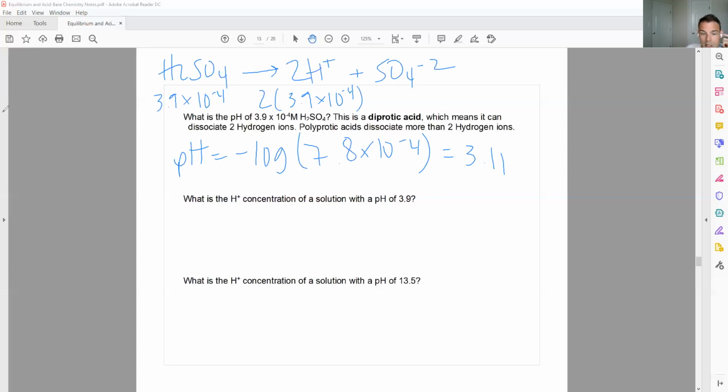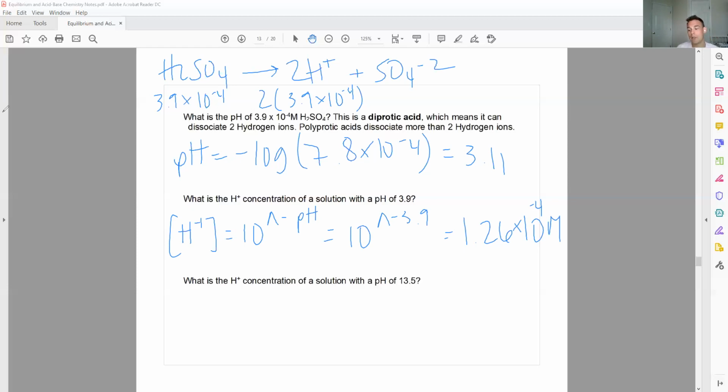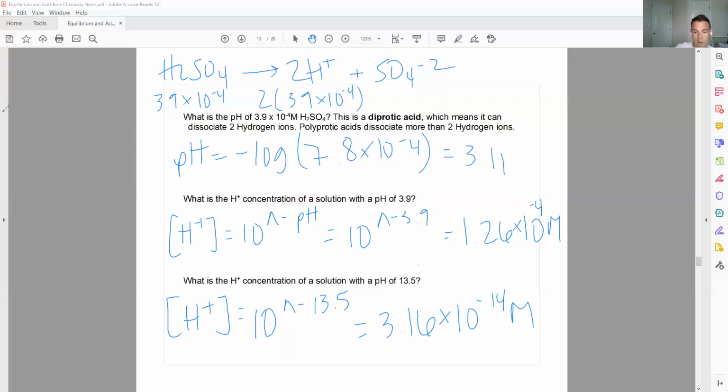So if I want to find the hydrogen ion concentration of a solution with 3.9 pH, remember the concentration of the H plus ion is equal to 10 raised to the negative pH. So that's going to be 10 raised to the negative 3.9, which gives me 1.26 times 10 to the negative 4th. Now here, we're doing hydrogen ion concentration, so you must include that unit of molar. Same thing here. H plus is going to be equal to 10 raised to the negative 13.5. And that gives me 3.16 times 10 to the negative 14th molar. So this is very basic, which means I have a very low hydrogen ion concentration.